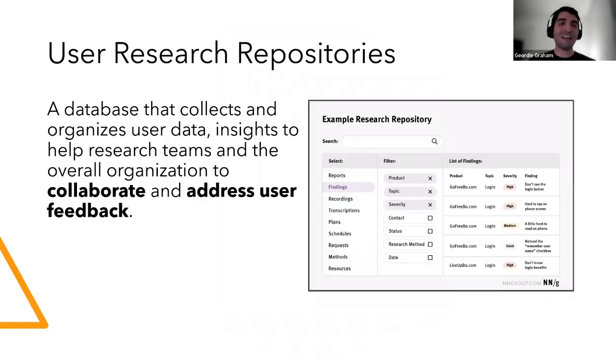So for the uninitiated, a user research repo is a database that collects and organizes data and insights, which basically assists research teams, and sometimes even the overall organization, to collaborate and address user feedback. This is something that has been around for a long time. It's grown a lot in terms of interest and focus due to the rise of tools like Dovetail. But I see it as an essential point of research operations and being able to get effective insights quickly.